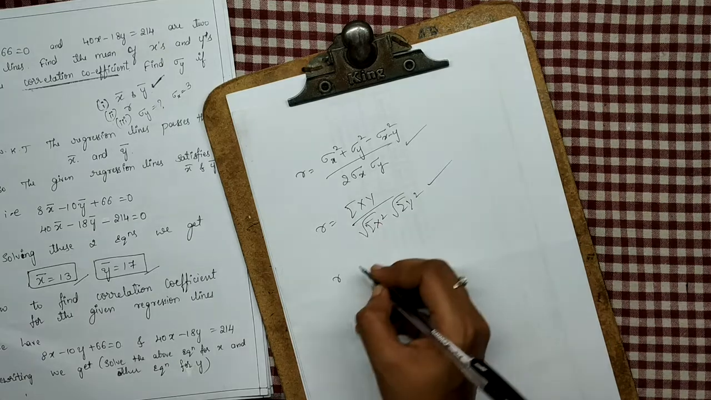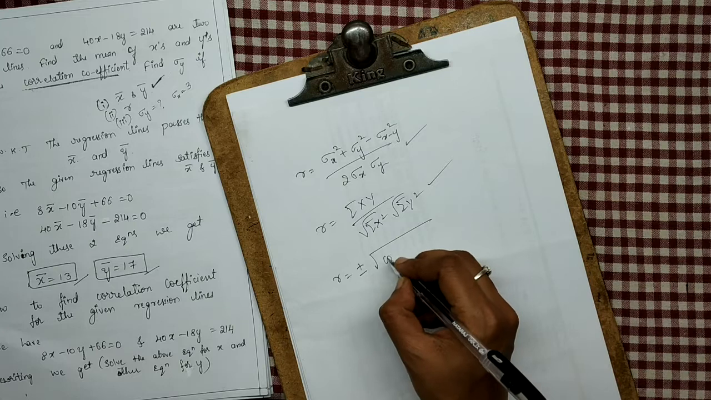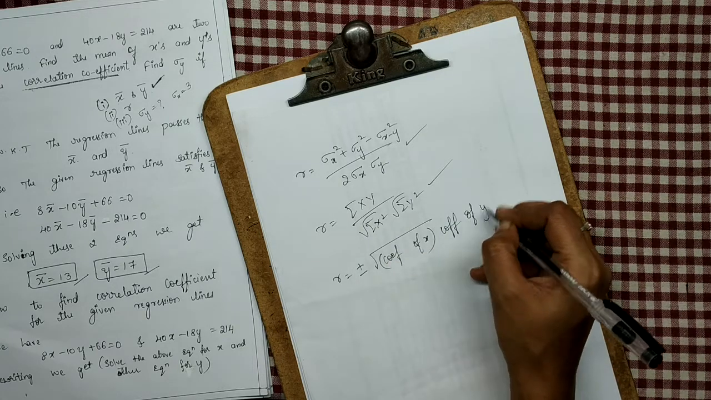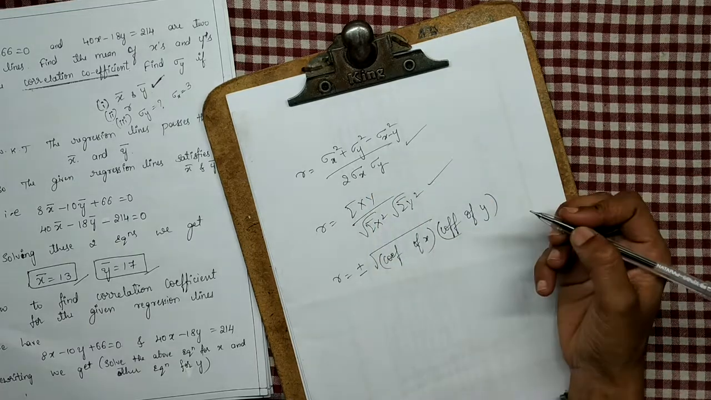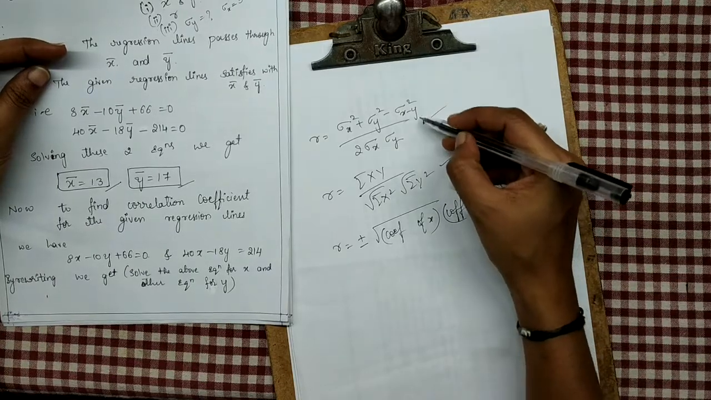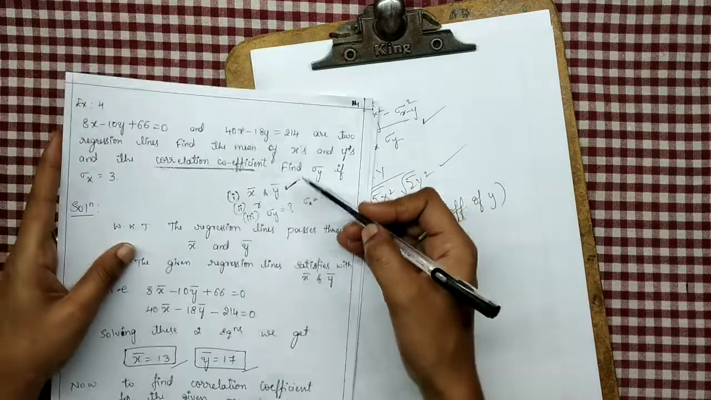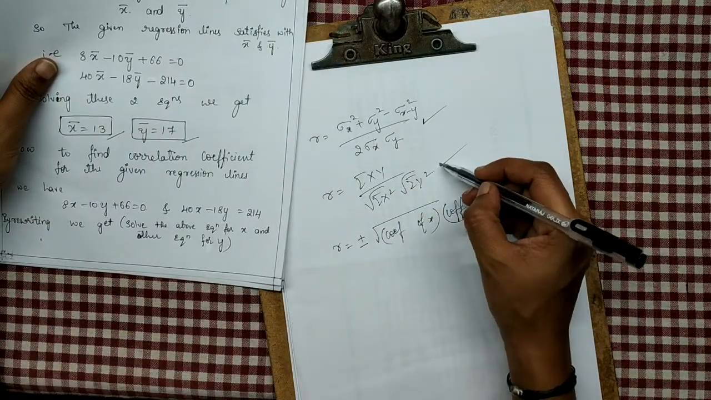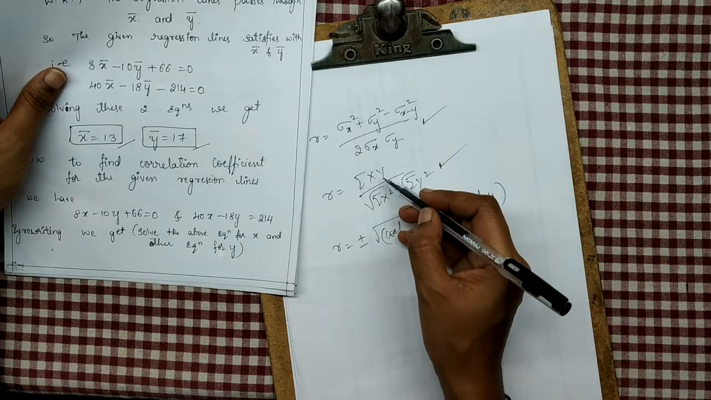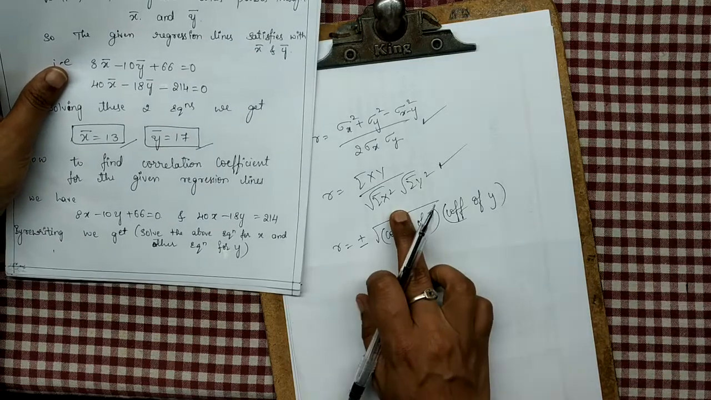And one more formula, using the coefficient of x and coefficient of y, is that R is equal to plus or minus square root of coefficient of x into coefficient of y. Among these three formulas, we have to choose which is preferable here. To use the first formula, we need standard deviation x squared and standard deviation y squared, but here it is not given. To use the second formula, capital X and capital Y we have to find, and then construction of a table is needed. So here it is a bit complicated.